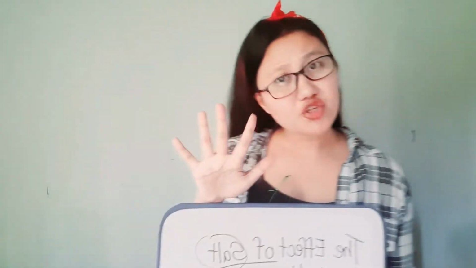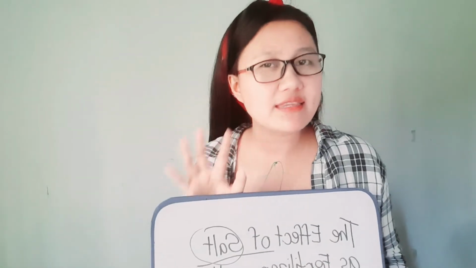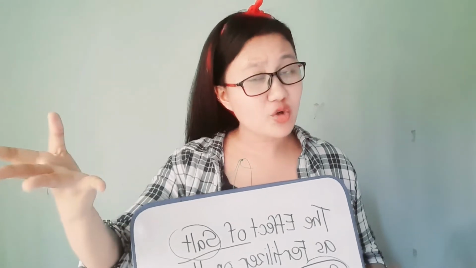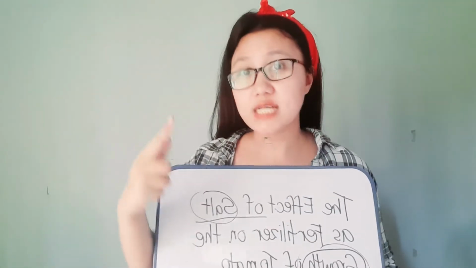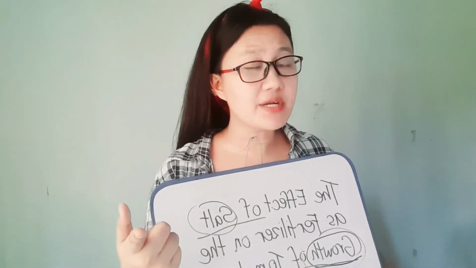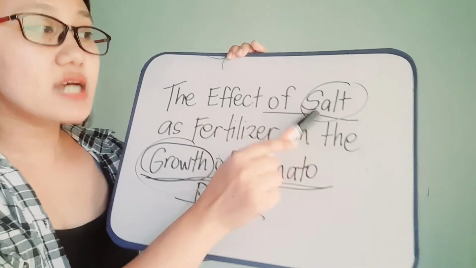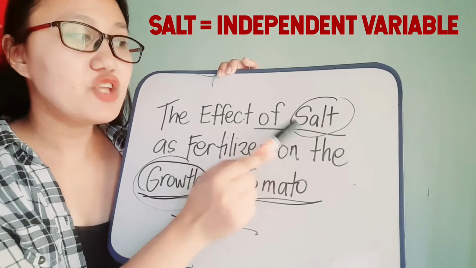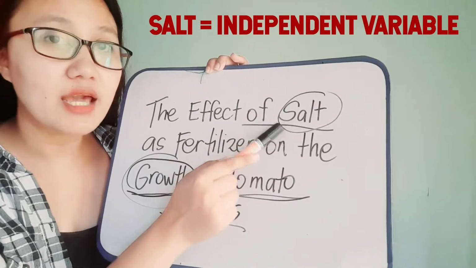So, kung natatandaan nyo dun sa experiment ni Nadia, alin ba dun yung minanipulate niya, yung tinaasan at binabaan niya ang concentration nitong bagay na ito? Yun bang growth of plant? O yung salt? Okay, di ba yung salt? Kasi nagkaroon dun ng 25%, 50%, 75%. So, meaning to say, dito sa ating title, salt, this is the independent variable. Kasi yan yung kaya nating i-manipulate at yan yung minamanipulate natin sa problem.